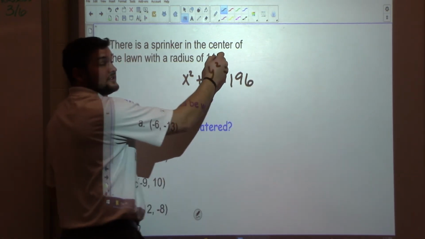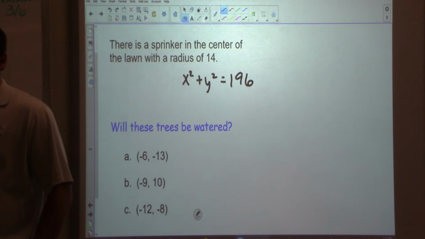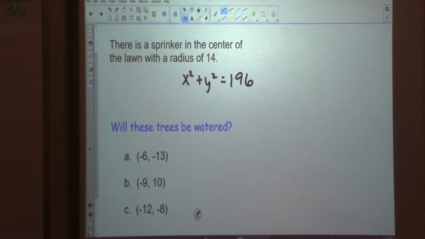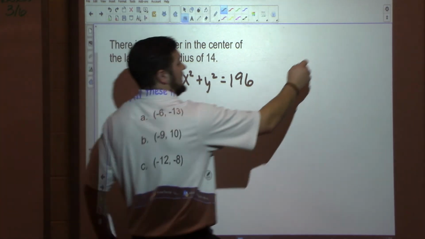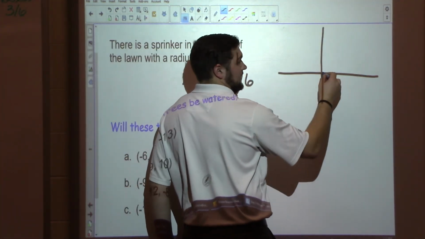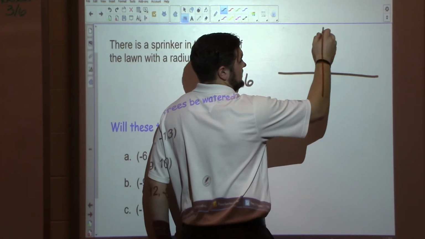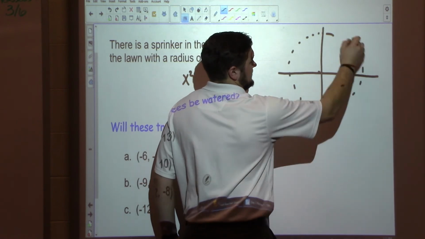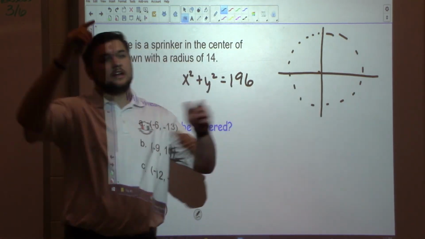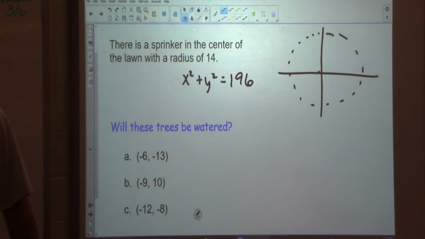196, right? It's 14 squared. So that's the equation of the circle that sprinkler hits. So if I have my coordinate plane of a lawn, my sprinkler, it's all the way around until 14 at every point, right? That was a really good circle. Thank you. Appreciate that.